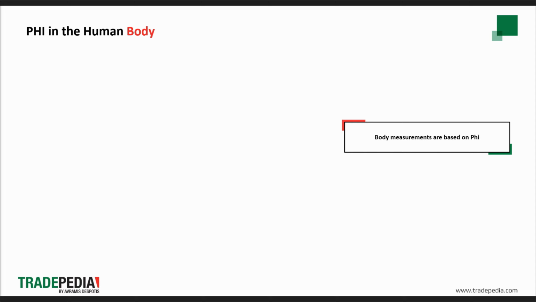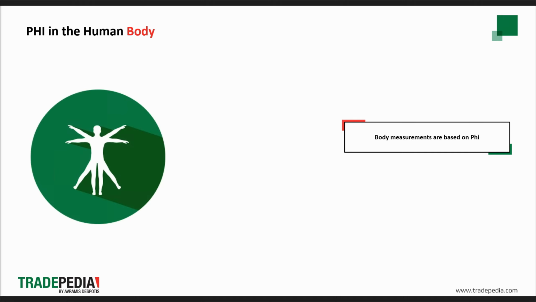I'm sure you guys have heard of the perfect body measurements. Human bodies that are considered perfect are symmetrical. Why? Because they are based on phi. It's a very subconscious thing. You don't even realize that you're associating the golden ratio to a perfect body, but it is. If it is a symmetrical human body, it is also based on phi.